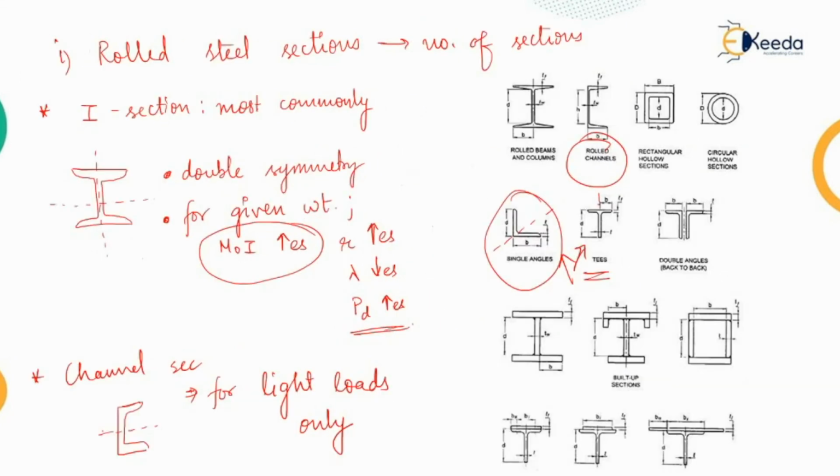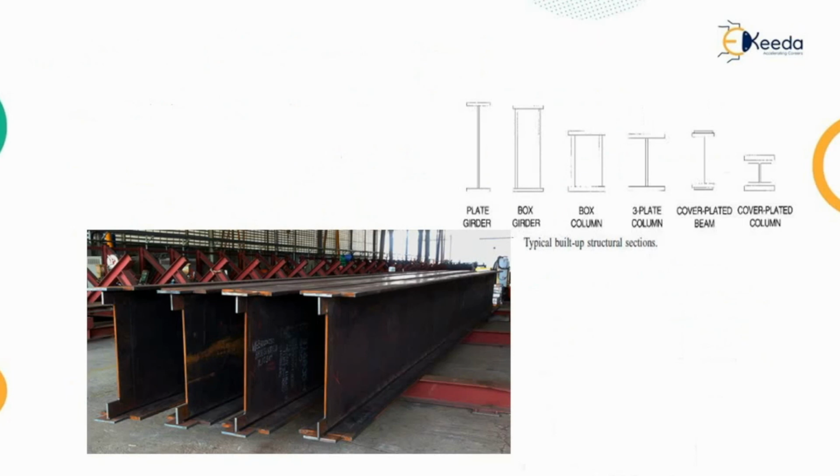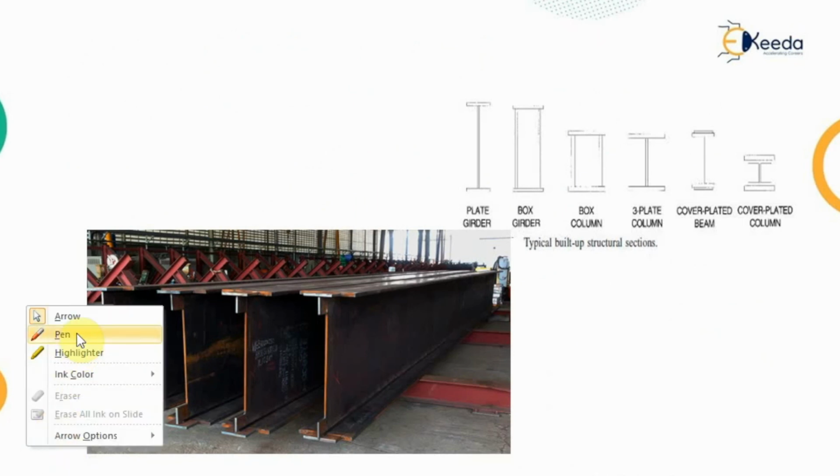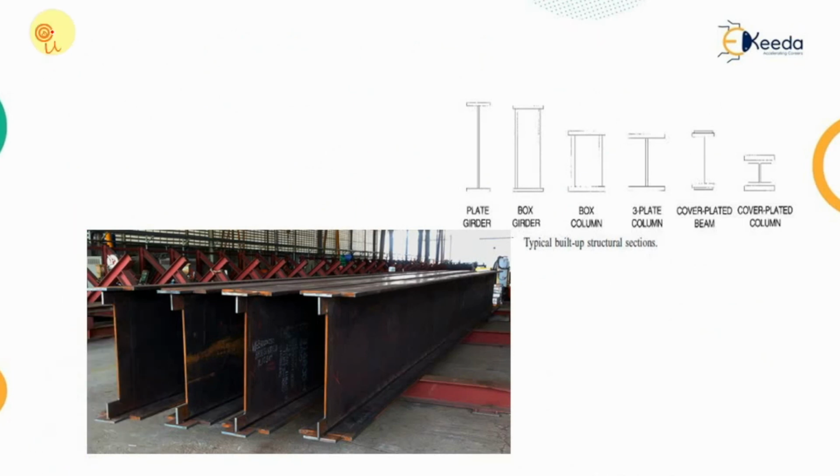So usually the most efficient section is the I section, which can be used as the rolled steel section. Now this I section can be provided in the form of the rolled steel section or in the form of the built-up section. So the second criteria which we use for the beam member is known as the built-up section. Now this built-up section is usually provided in case of the bridges with the help of the I section. So this is the plate girder.